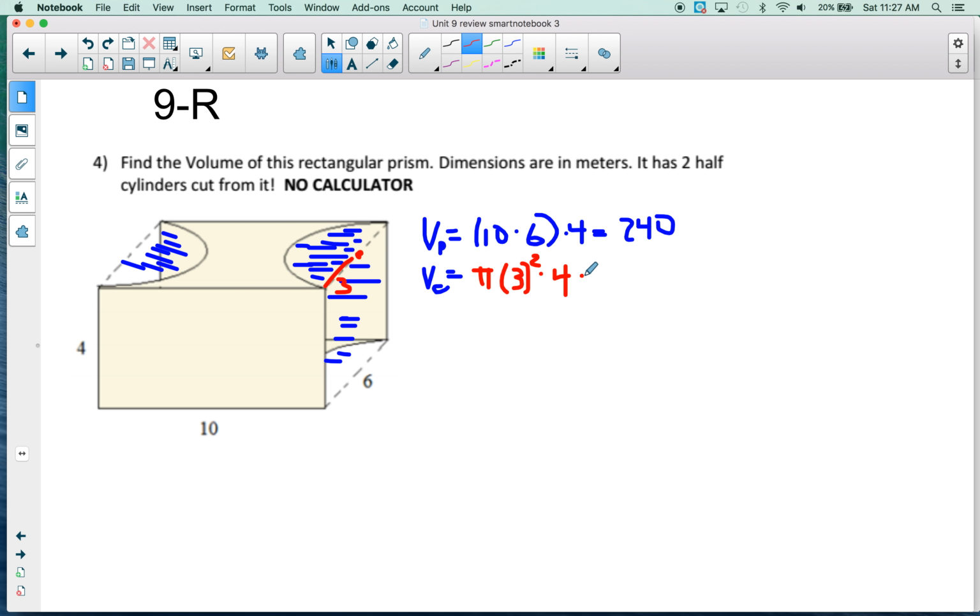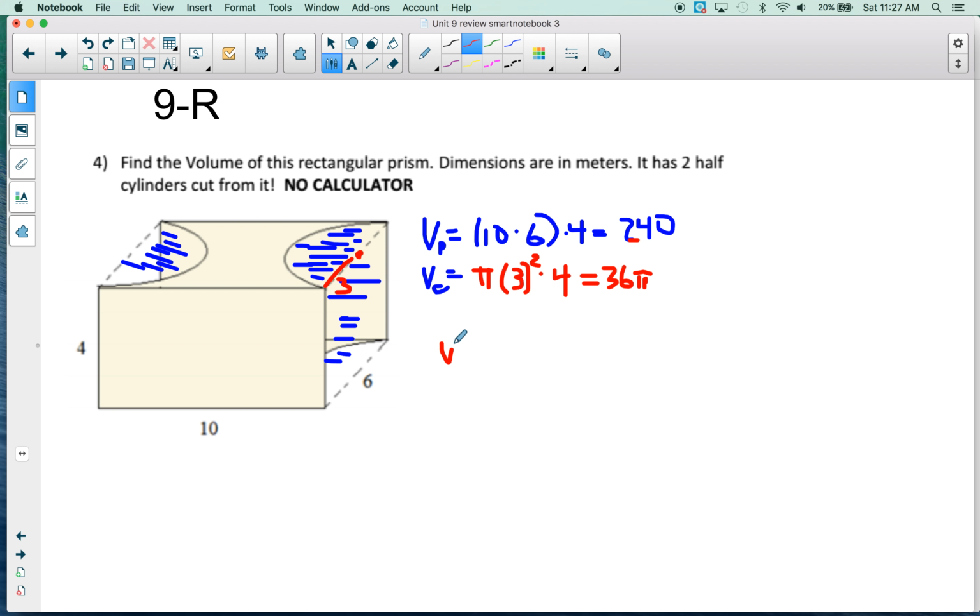And notice we're going to leave this in terms of pi. This is not a decimal problem, at least they didn't indicate that. So 3 squared is 9, 9 times 4 is 36, that's 36 pi. So we can't mix these. These aren't like terms. One of them has a pi next to it, which is about 3, so it's really about 100 and change, and this is 240, okay?